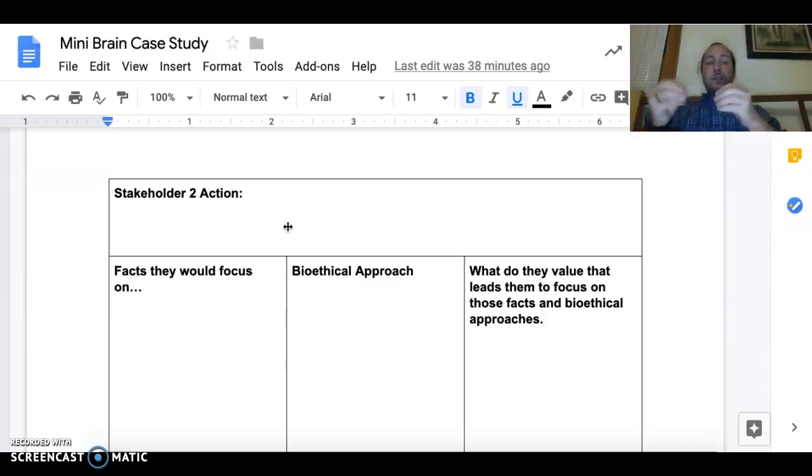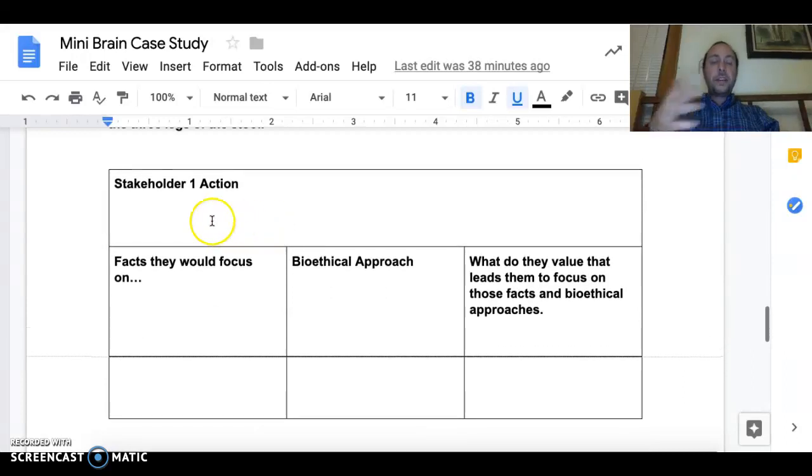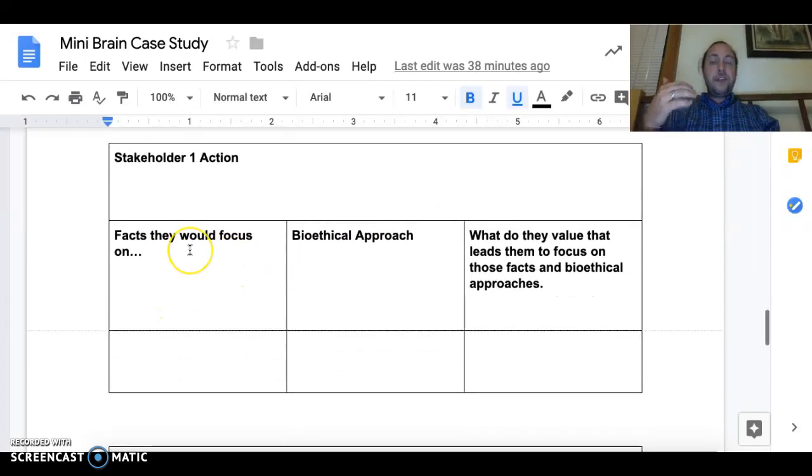But you're still going to have to look for those facts that they might rely on in order to support their position. This is sort of our 3-legged stool idea, right? So you'll write down their action, then you'll list the facts that they would focus on. This doesn't need to be a balanced position. You want to say, what would this person talk about if they were talking about their beliefs about the case? And then you want to identify the approach that they wish we would take towards this research and why.